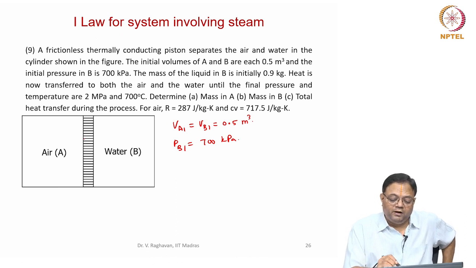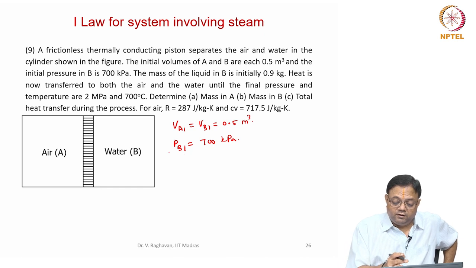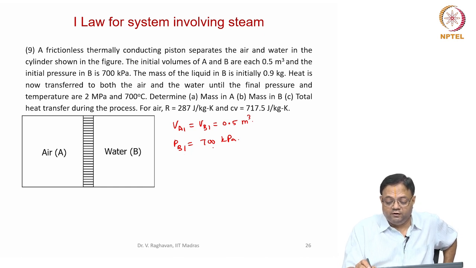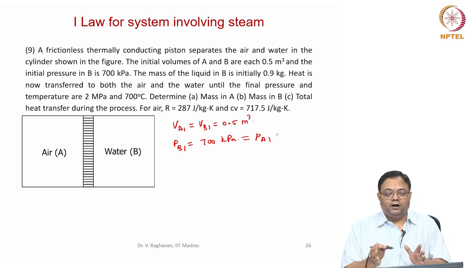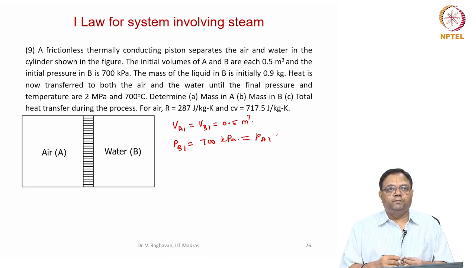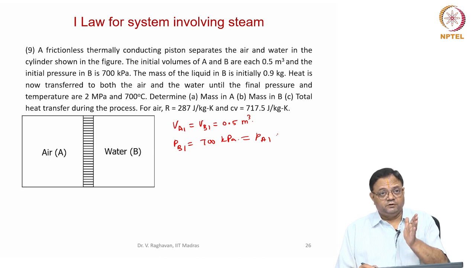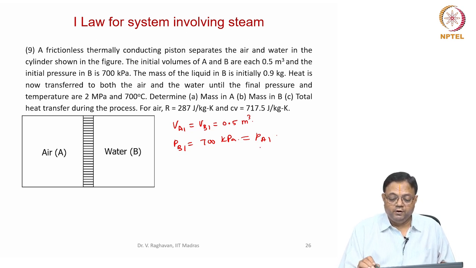Please see there is no pin and all here, that we have to understand. So obviously, what happens? If PB1 is 700 kilopascals, PA1 also should be the same pressure. So I can easily say this is there, because at every instant the pressure in both the chambers should be the same when the piston is in equilibrium. So at state 1, what is the equilibrium condition? When the pressure for B is 700 kilopascals, that should be the pressure for A.